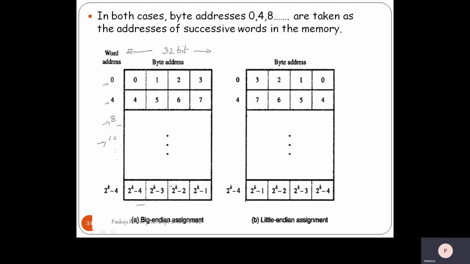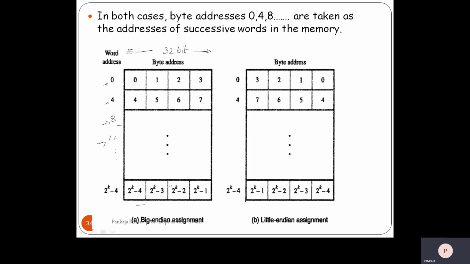This word address is the same in both little endian and big endian. Only one thing you can observe here. Let me take big endian. As I said, in big endian the lower byte addresses are used for representing the more significant byte.